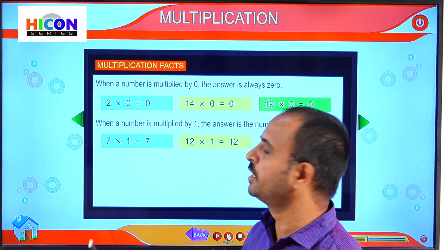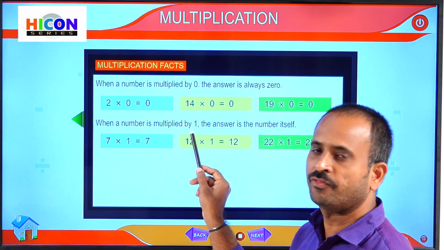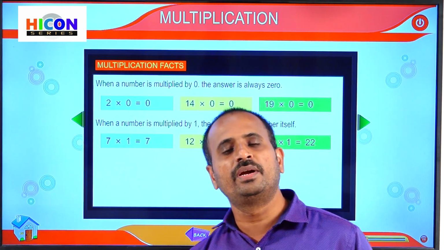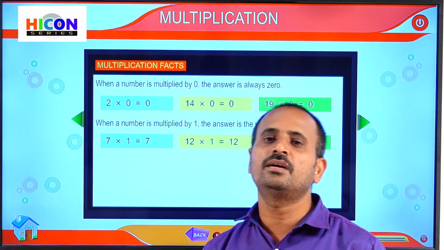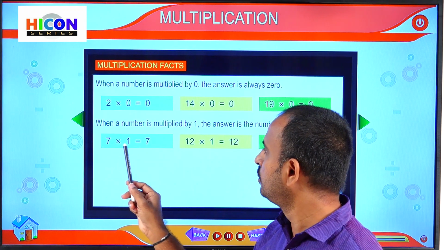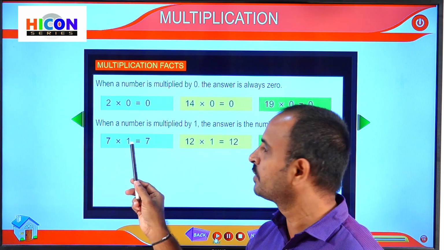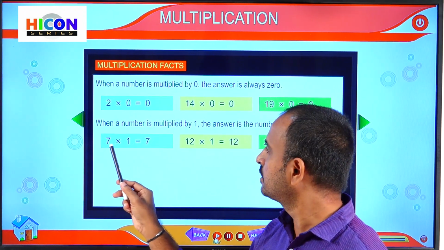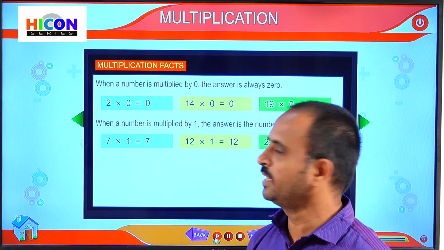And see the next multiplication fact. So, when a number is multiplied by 1, the answer is the number itself. That means if you multiply any number with 1, you get the same number as the answer. So, let us see some examples. Here 7 into 1, that is the number 7 is multiplied by 1, that is 7 1 jar, again 7. So, if any number is multiplied by 1, again we get the same number, that is 7.